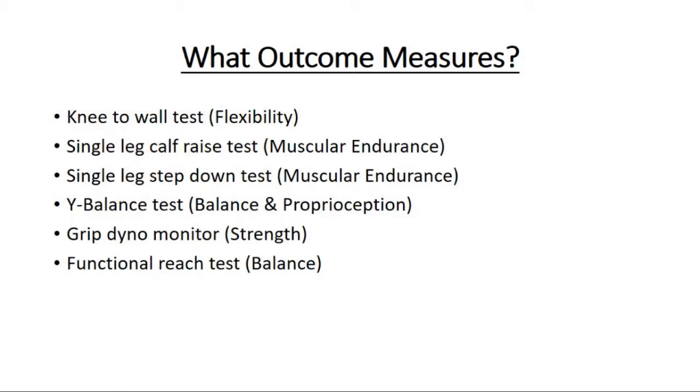So for instance, in our range of movement flexibility session, you did something like knee to wall. That would be a good outcome measure for flexibility. Single leg calf raises or single leg step downs are a good way of testing muscular endurance. The Y balance test is a great way for testing balance and proprioception. Grip dynamometry: I've got a grip dynamometer here. How much can I grip? That measures strength. And then we've got things like the functional reach test, which is a balance test for our elderly population. We're basically forming a fist, leaning forwards until you overbalance. We do those next semester.